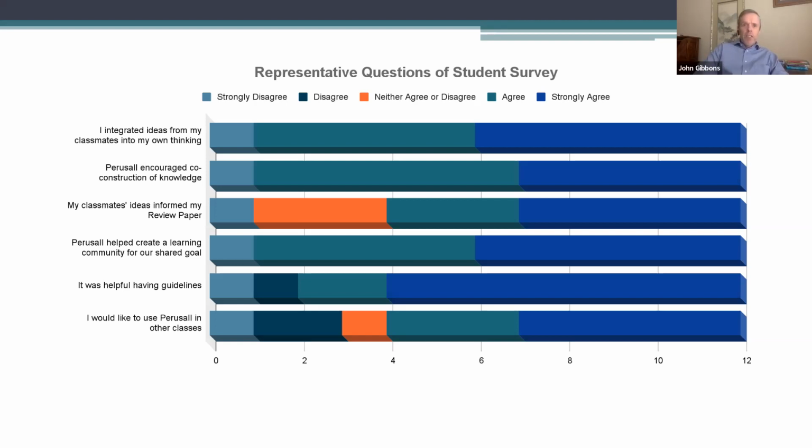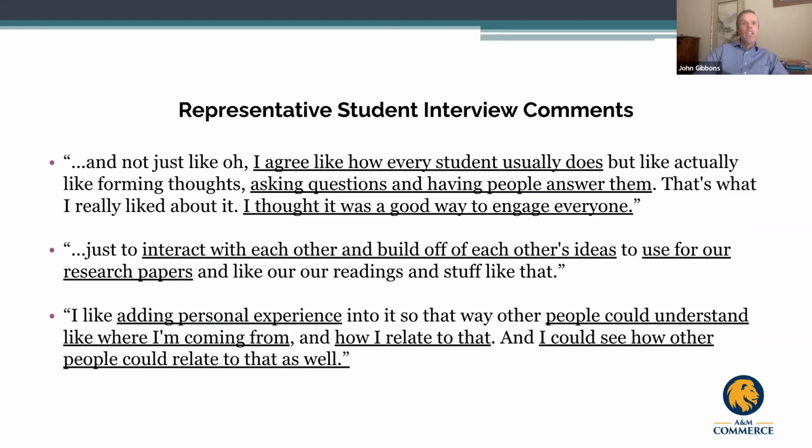A little bit more mixed on this one. So agree to not all the way to neutral for most of the students. Three of them either disagreed or strongly disagreed. Some quotes from my students. These are a little representative.